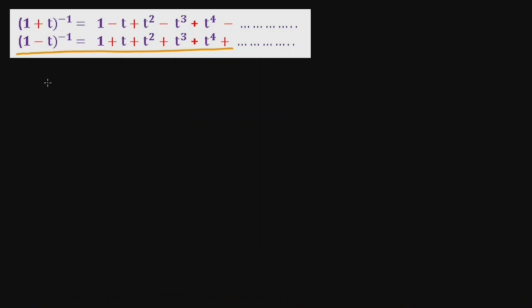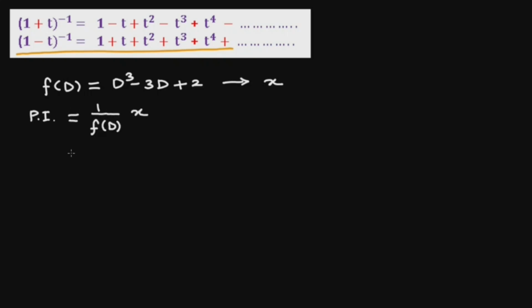Suppose we have f(D) equals D cube minus 3D plus 2, and the function on the right hand side of the differential equation is x, and we have to find particular integral of x. For that we have to operate 1 upon f(D) on x, that is, operate 1 upon D cube minus 3D plus 2 on x, but we cannot operate 1 upon D cube minus 3D plus 2 on x. For that we have to do some adjustment.